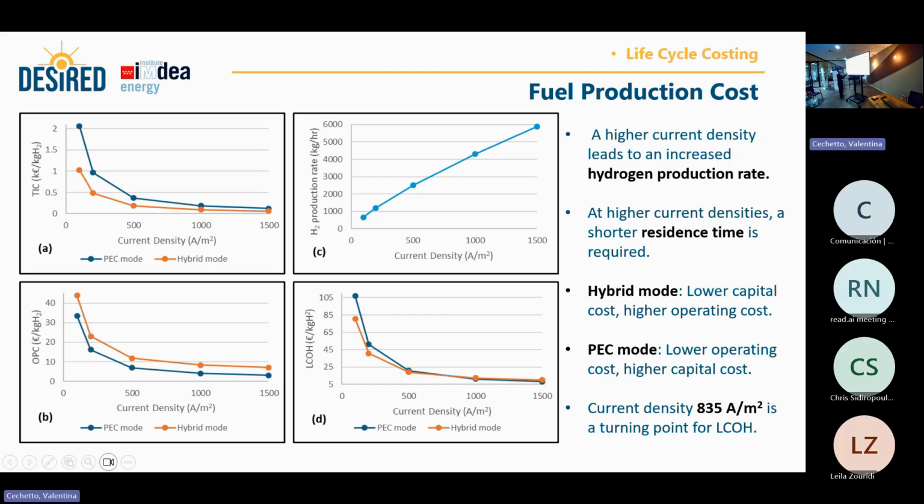Actually, here we are presenting this result based on the current density of our system to show how in future, if we get higher current densities, the system will change. At the current state of this technology, the current density is 100 ampere per meter square, but we are predicting the future advancement to get a higher current density that is 1,500. So you see, by increasing this current density, the price will decrease. And also we have this turning point between the two modes of operation.